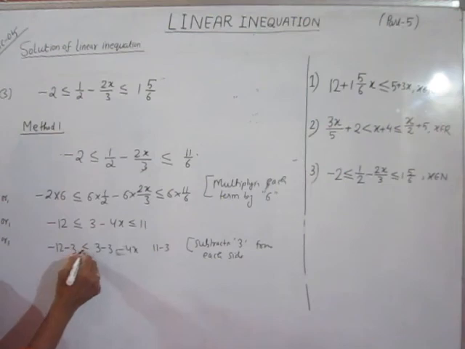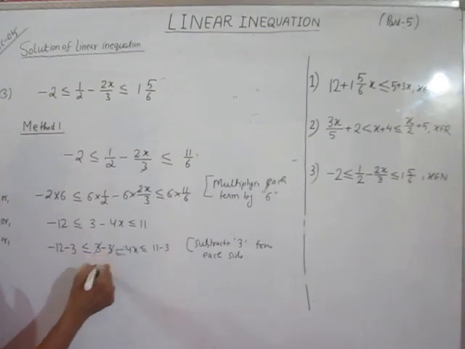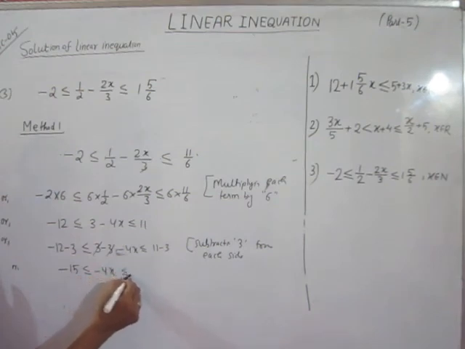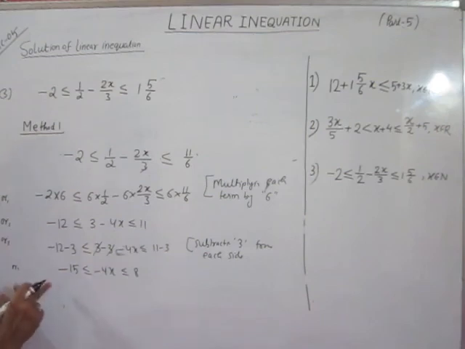So the sign of inequality will remain the same. When the same number is added or subtracted from each side, the sign of inequality does not change. Now this 3 cancels, so it will be minus 15 less equal to minus 4x less equal to 8. Now we have to remove this minus 4. So for removing minus 4, we will divide each term by minus 4.